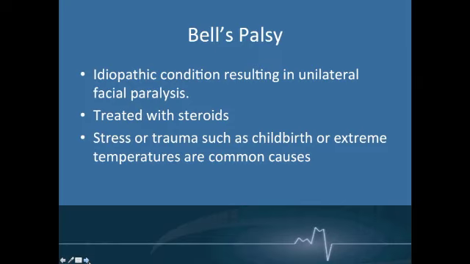Here's a pathology I want you to know called Bell's palsy. It's an idiopathic condition that results in a unilateral facial paralysis. Idiopathic, if you remember, means that there's no known cause. All right, it's not secondary to some major pathology. We treat it with steroids. Oftentimes it's untreated and it will generally resolve. A stress or a trauma, commonly childbirth or extreme temperatures, are known to bring on Bell's palsy.